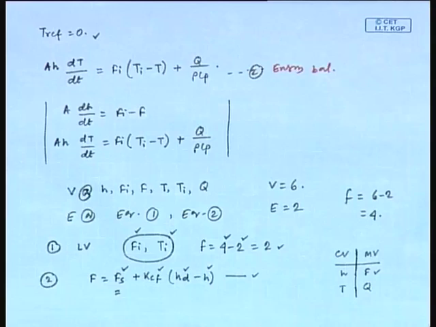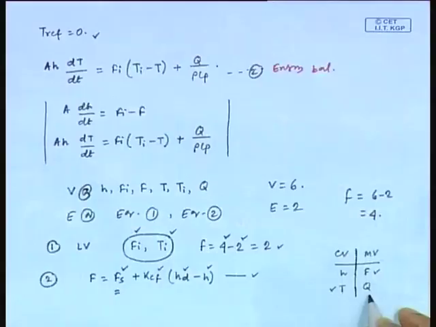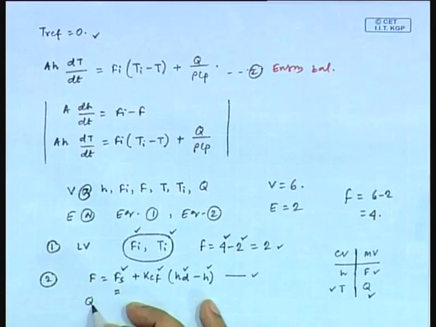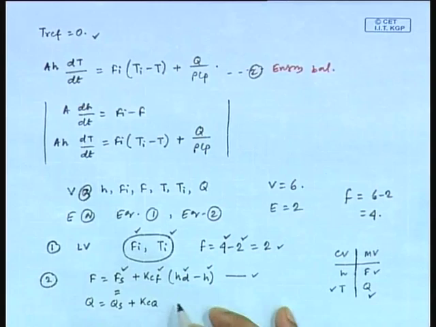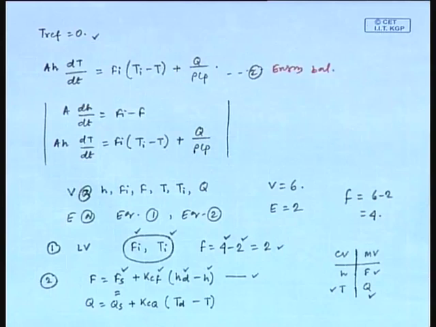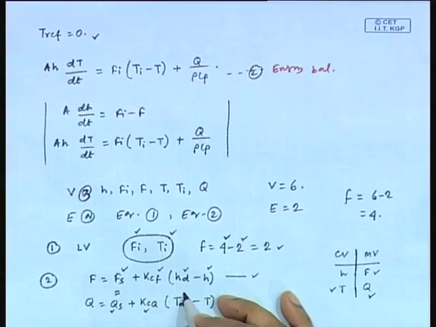Similarly, if we consider another control scheme for temperature in which Q is the manipulated variable, we can add another equation, Q equals Qs plus Kcq (Td minus T). Here Qs is the steady state value of Q, Kcq is the controller tuning parameter, that is a constant term, and Td is the desired temperature. Fine. So additionally we are getting two equations.